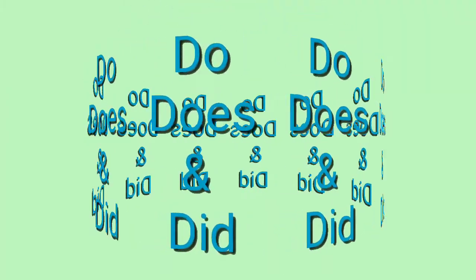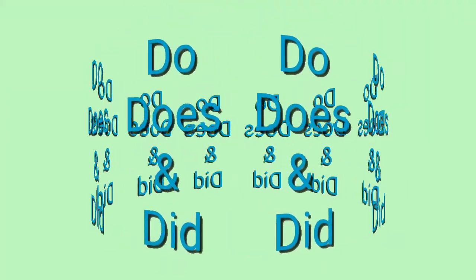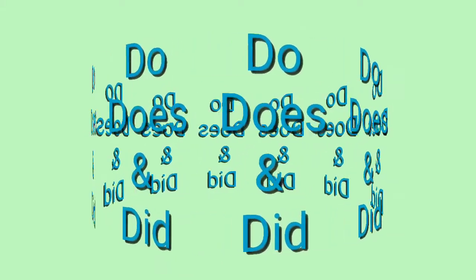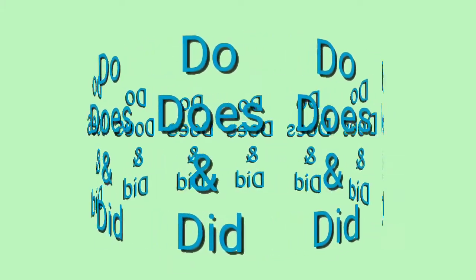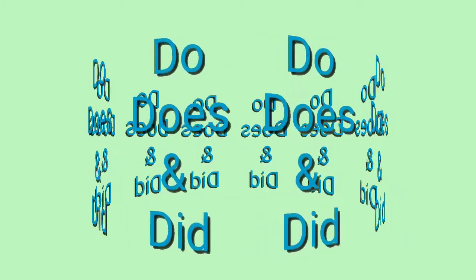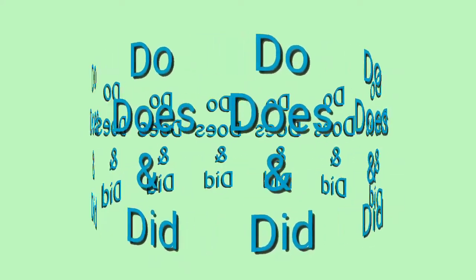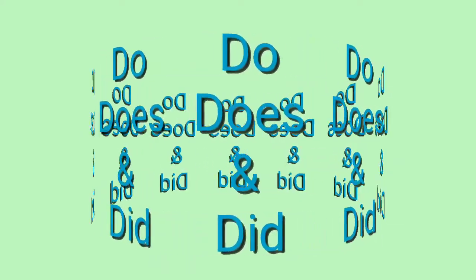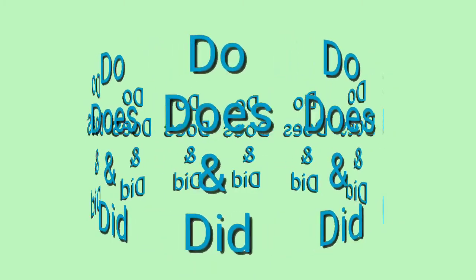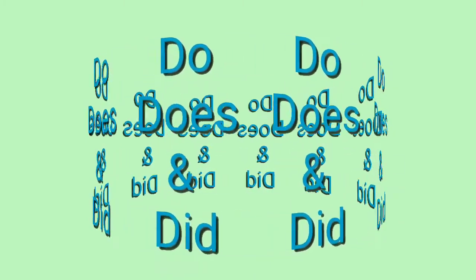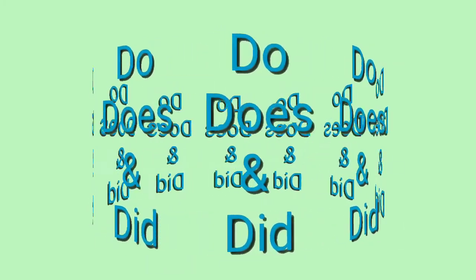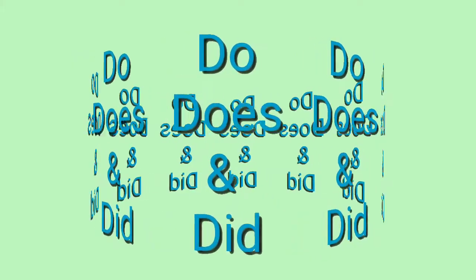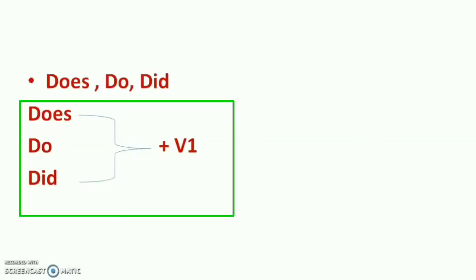In this video, we are going to discuss the three auxiliaries, the remaining three auxiliaries. They are do, does, did. Welcome back to this video. Really, do and does are used in simple present tense and did is used in simple past tense. Students always make mistakes in these two auxiliaries, do and does. We will discuss all the details of these three auxiliaries with a lot of examples in this video.